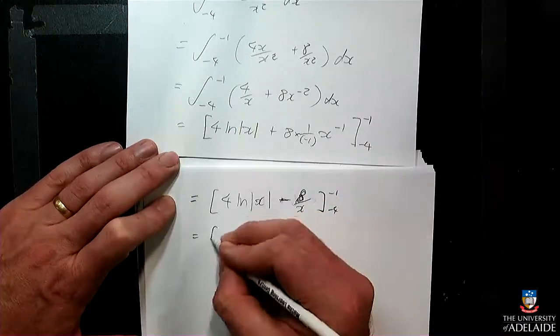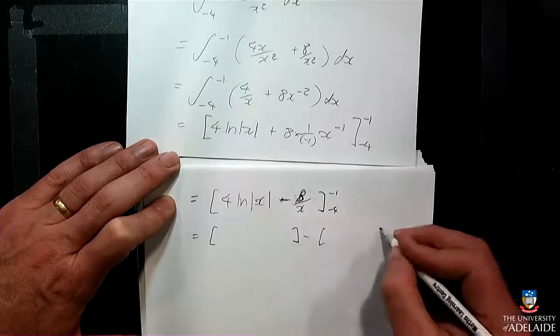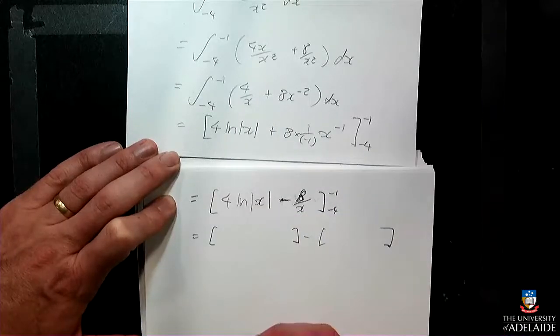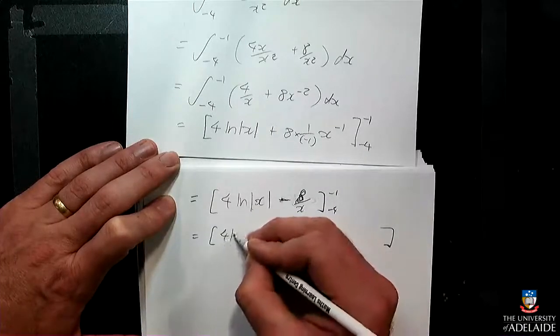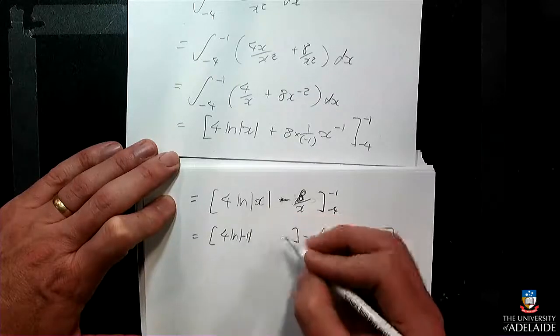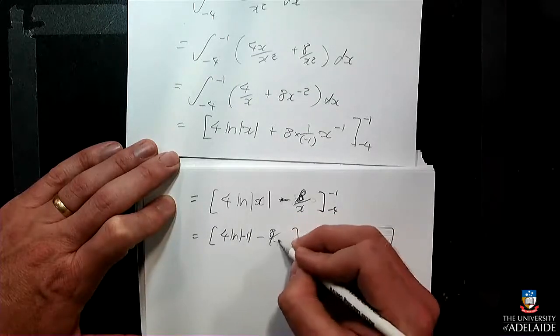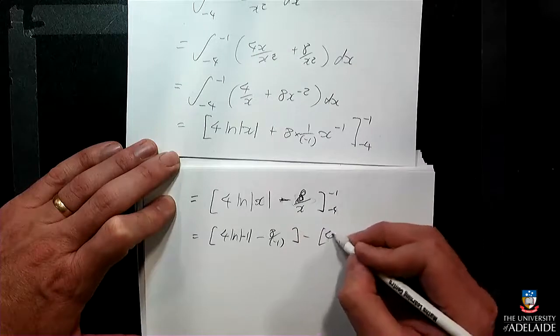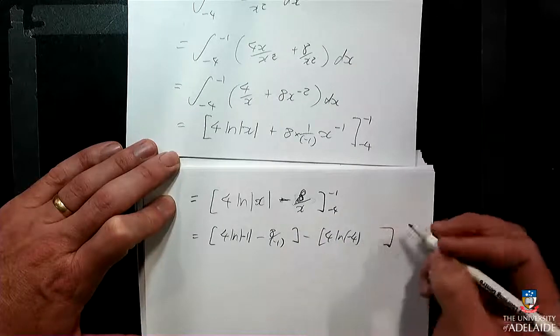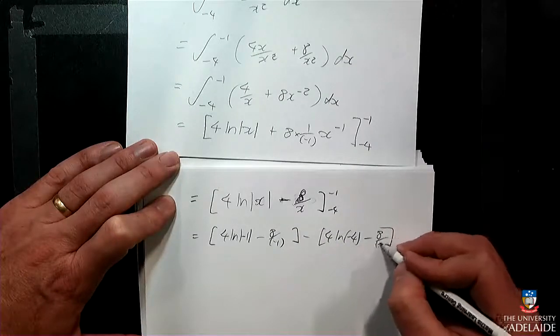Okay, so I sub in the minus 1 and the minus 4, and I subtract. So sub in the minus 1: 4 ln of the absolute value of minus 1, minus 8 over minus 1, minus, and 4 ln of the absolute value of minus 4, minus 8 over minus 4.